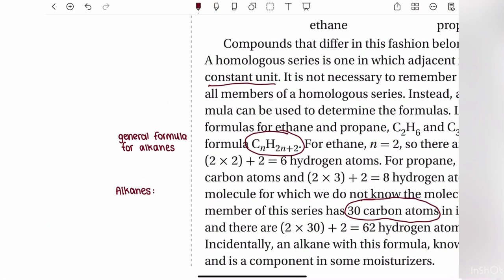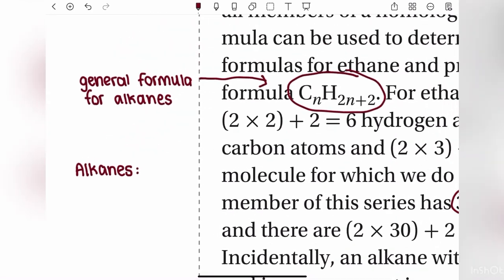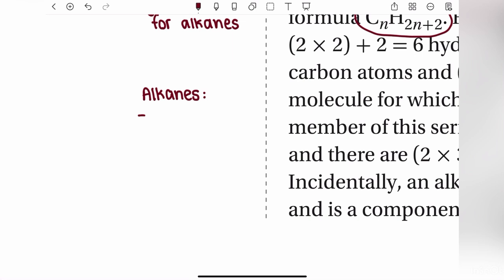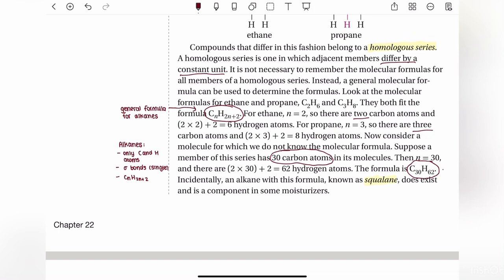Now, I've written here that this is a general formula for alkanes, and I would like to do a quick recap of what makes an alkane an alkane. So you can identify an alkane if it consists of only carbon and hydrogen atoms. And then the bonds between all atoms have to be sigma bonds or single bonds that we can see from their structural formulas. If the bond between all atoms is just a line, then we know it's a sigma bond. And then a third factor is that the molecular formula has to be of the form CnH2n+2. So you can just look at the molecular formula and tell if it fits this general formula for alkanes.